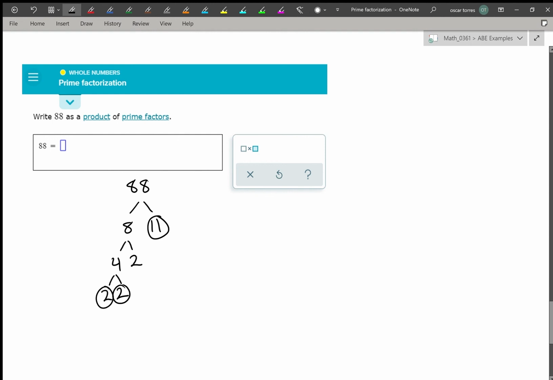And this 2 that we have up here, we can't split up anymore, so we need to make sure we keep that in our final answer. So now we have 2 times 2 times 2 times 11 as the answer to the problem.